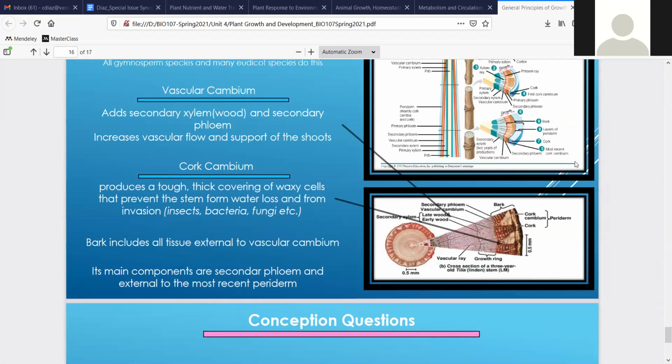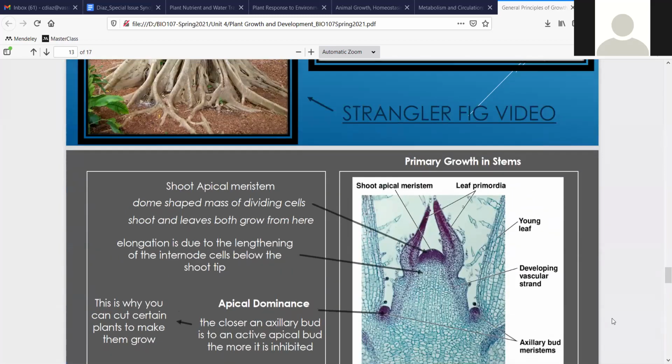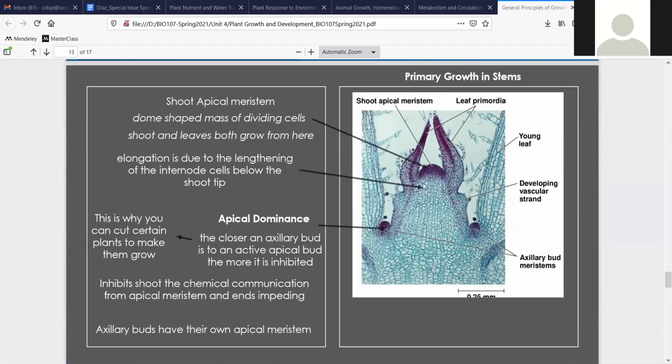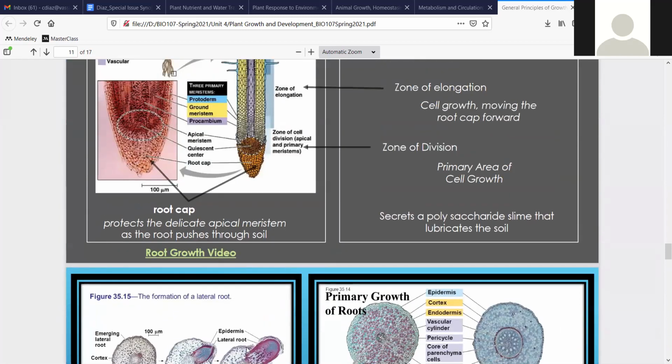There is secondary growth, where you have cells expanding and pushing outwards, and then primary growth, where you have cells growing in specific regions. So part of what I want you to know is that plants are growing in specific areas, behind the apical bud, in the roots, and in the lateral meristems.